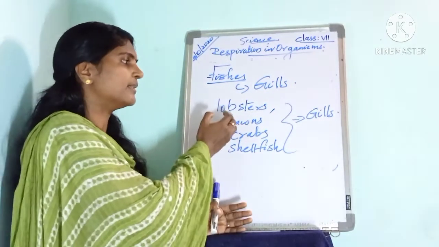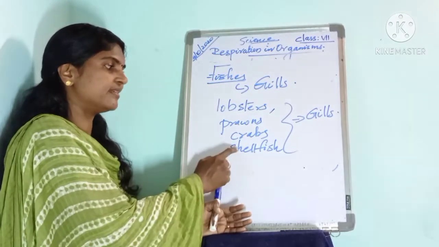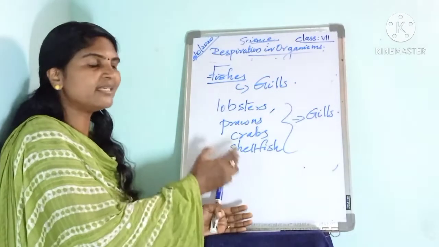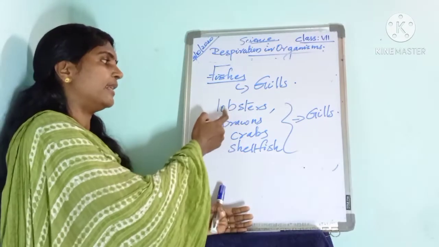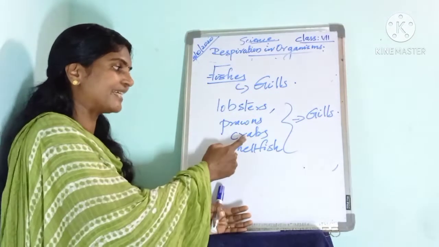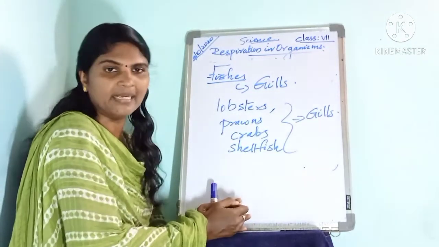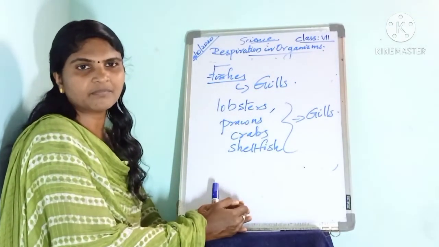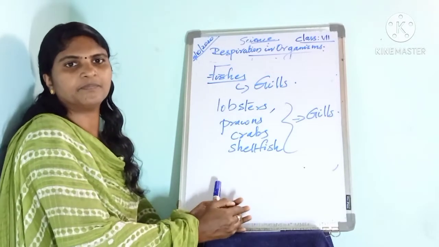Also, aquatic animals such as lobsters, prawns, crabs and shellfish all respire through gills. That is about the respiration in fishes and other aquatic animals.